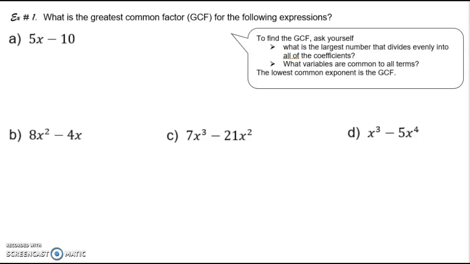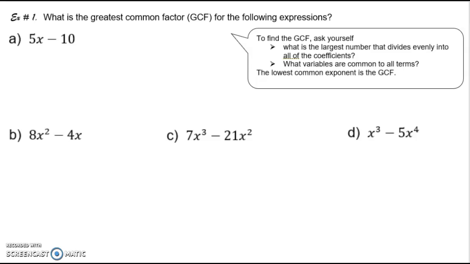Okay, so in this example, it says, what is the greatest common factor for the following expression? So when we look at this, I attached a little piece right here just to help remind you. It says to find the greatest common factor, ask yourself. So the first thing you're going to ask yourself is, what is the largest number that divides evenly into all of the coefficients? And reminder, coefficient is a fancy way for saying number in front of your variable. And the second, right here, says what variables are common to all terms? And you're looking for the lowest common exponent is the greatest common factor.